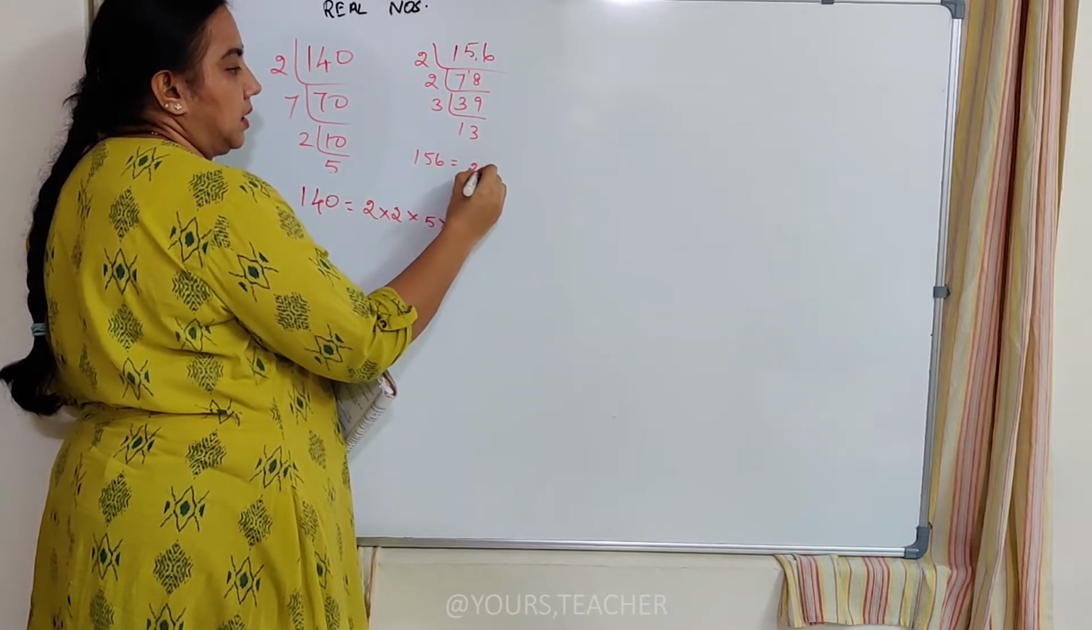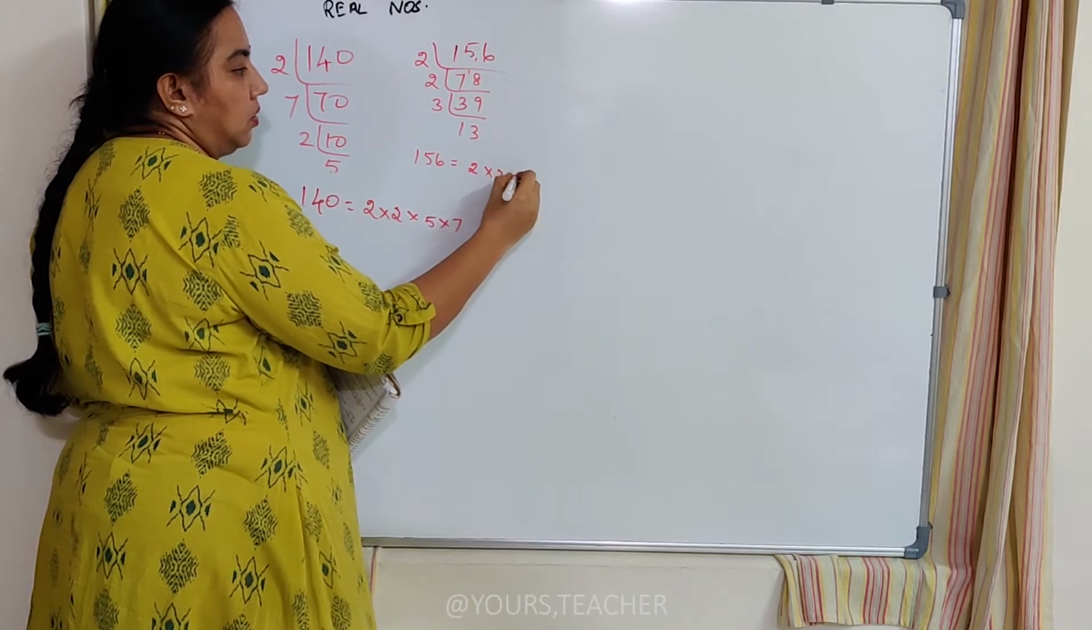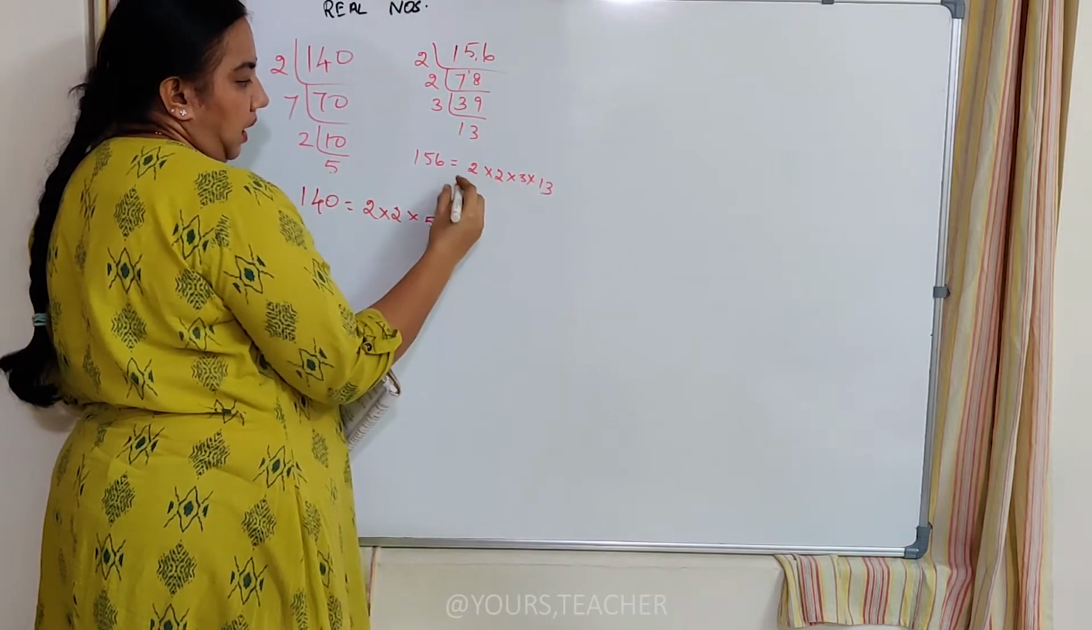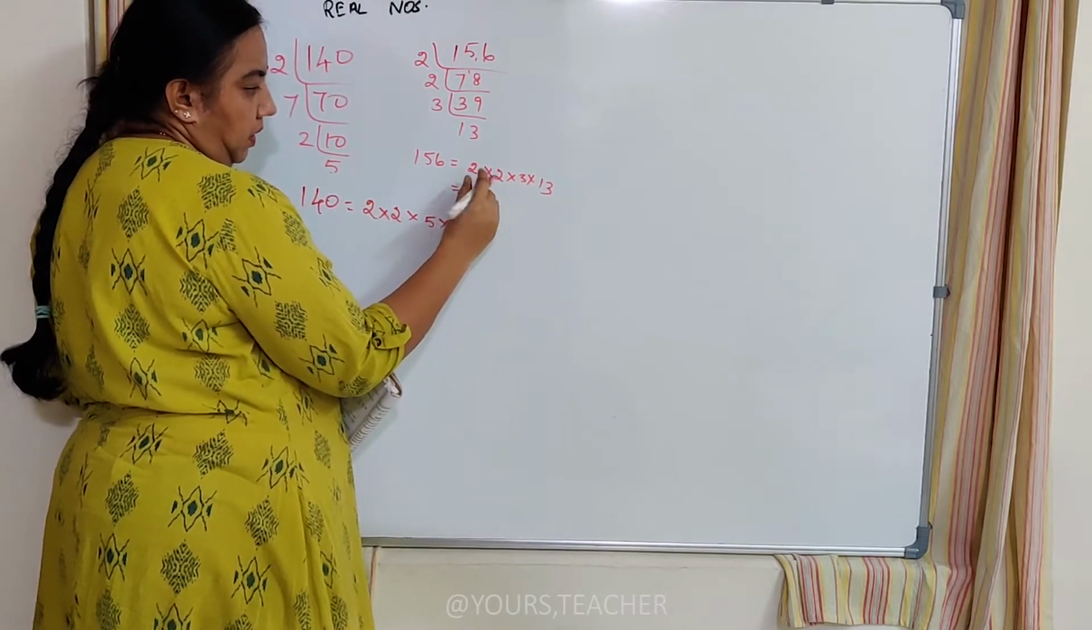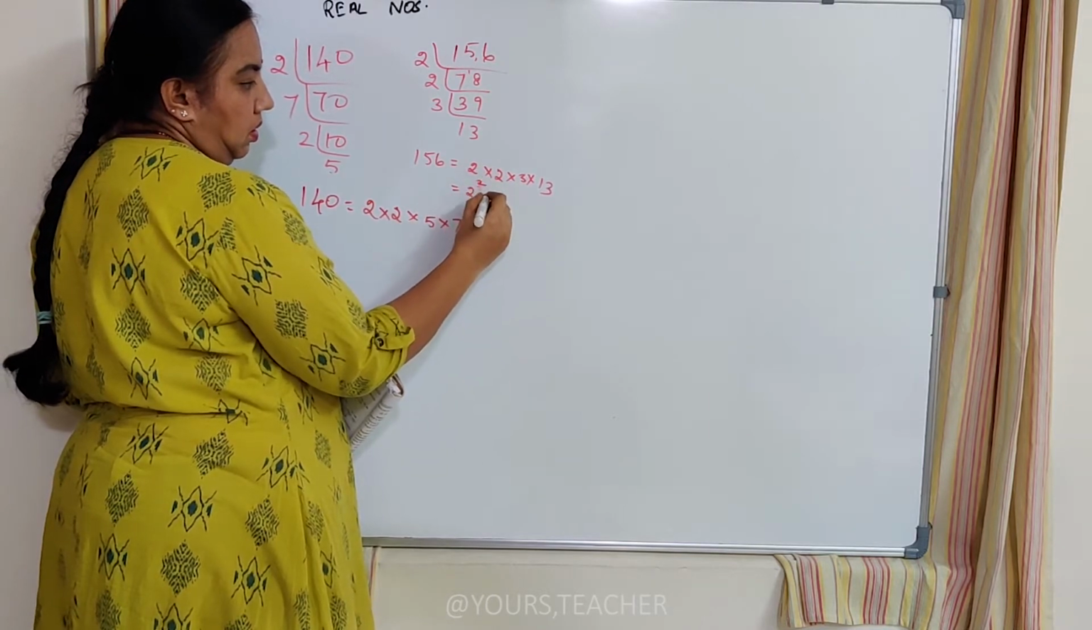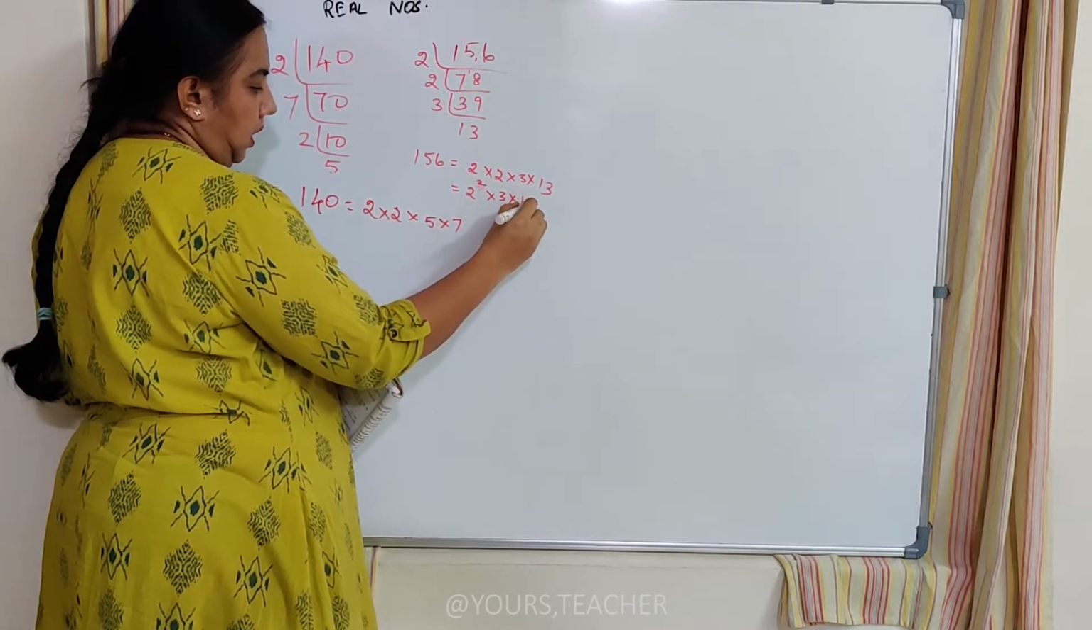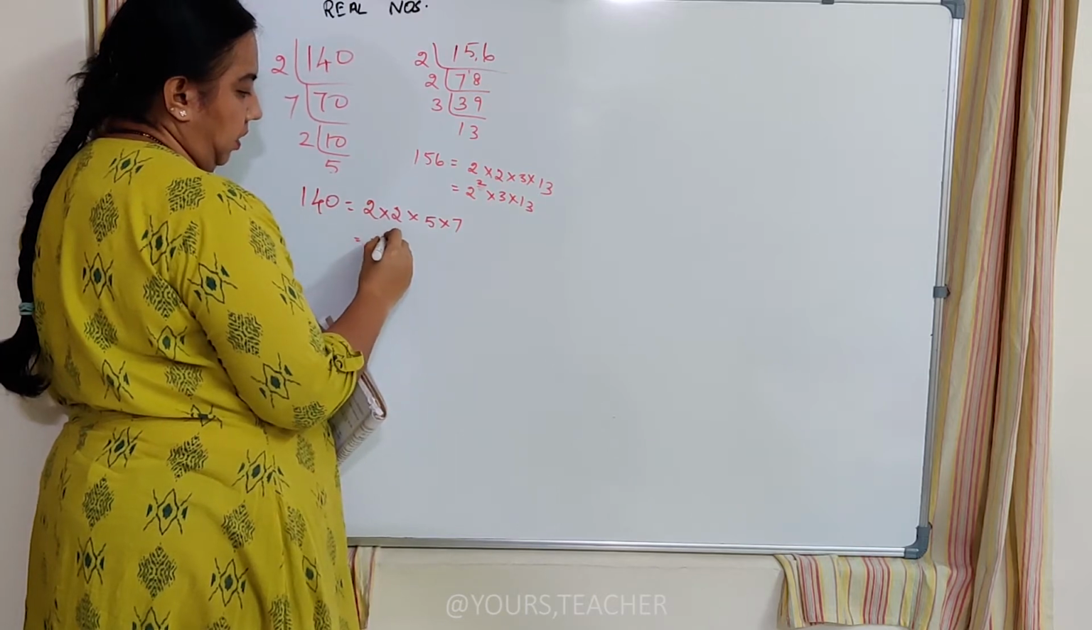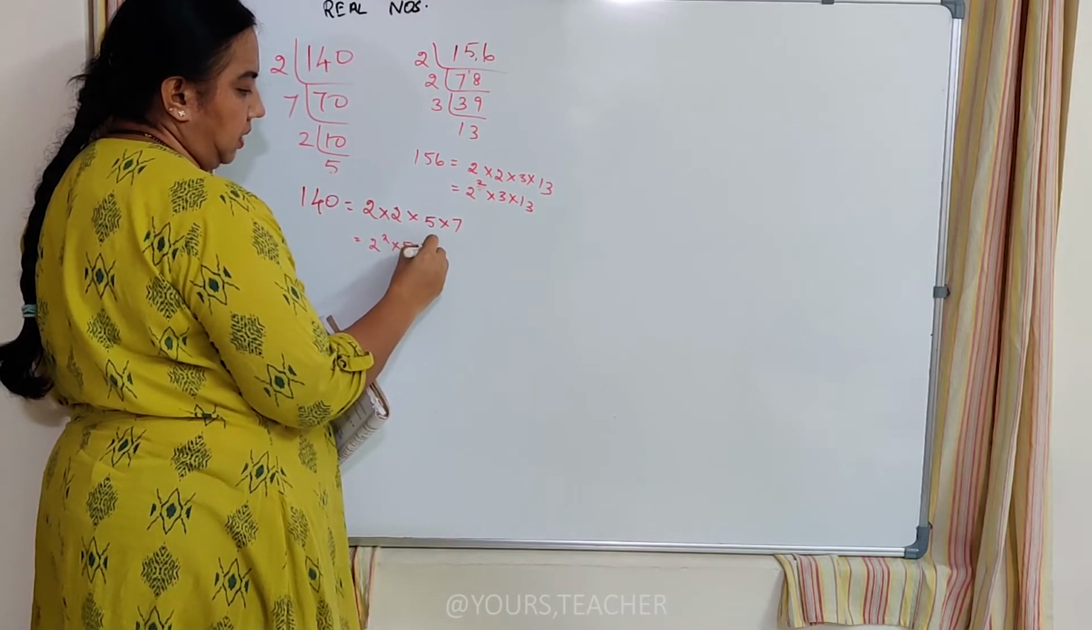156 can be written as 2 into 2 into 3 into 13. And it can also be written as 2 power 2 into 3 into 13. Here also, 2 power 2 into 5 into 7.